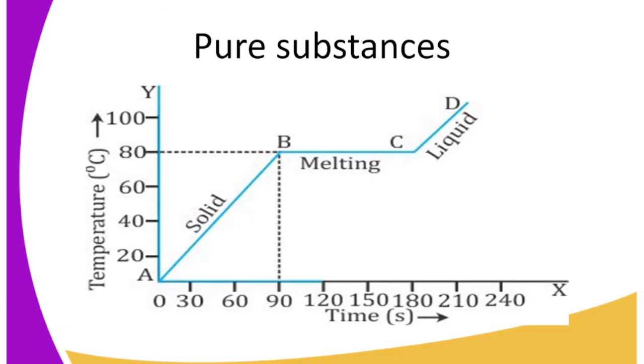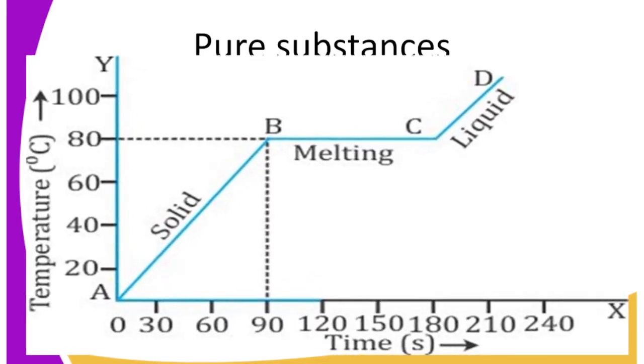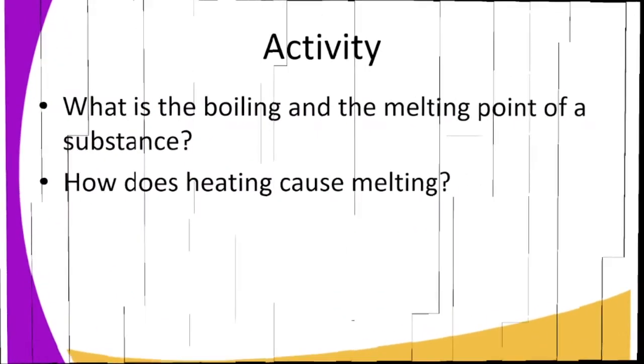Then we have that is the heating curve of a pure substance. It has a sharp melting point. As you can see, the melting point is very sharp. That proves to us that the substance is pure. Next, and that is the end of our lesson.